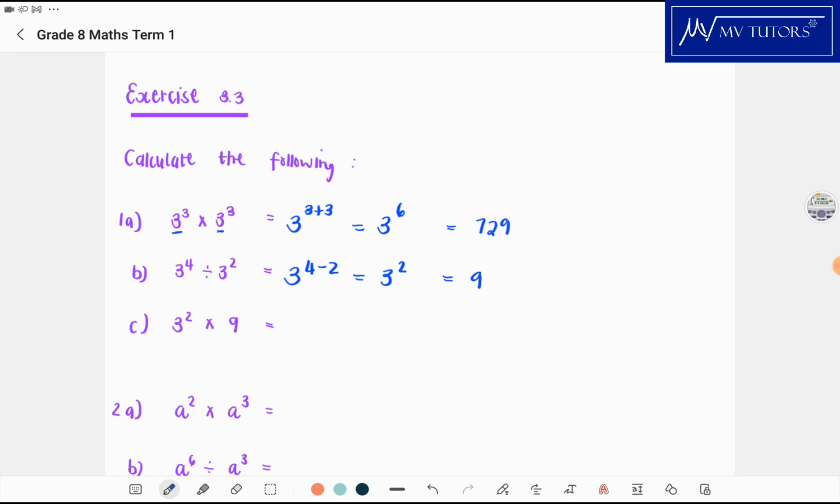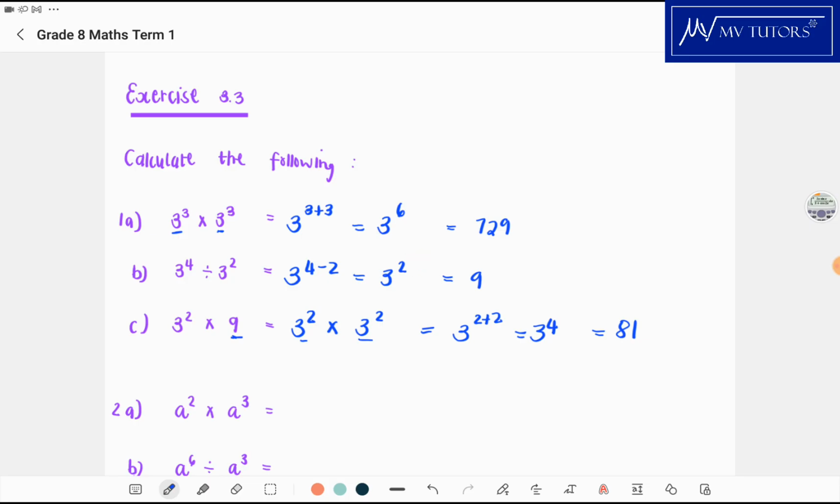All right, and then 3 to the power 2 times 9. Well, we can write 9 as a prime base. So 9 is 3 times 3. So if we have 3 times 3, we have 3 to the power 2. So now 3 to the power 2 times 3 to the power 2. Remember, same base, add the exponents. So we have 2 plus 2, which is 3 to the power 4, which is simply 81. Okay, so that is basically that. Multiplying with the same base, you add. If you're dividing, you subtract.